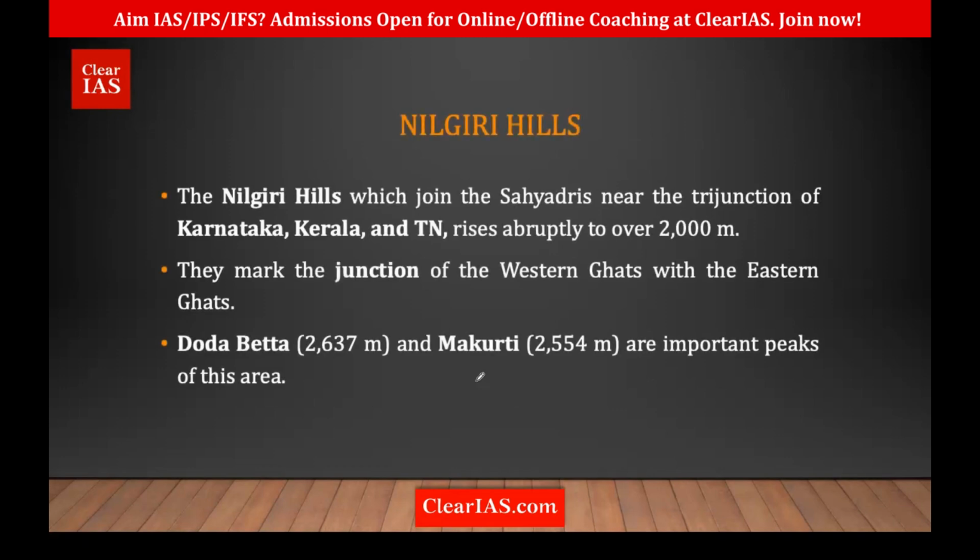So we have the northern, central, and then Nilgiri Hills. Remember, it starts where, in the tri-junction of what? Karnataka, Kerala, and Tamil Nadu. And this is the most important region with all the national parks and what? Biodiversity. Very high biodiverse region, Nilgiri Hills.